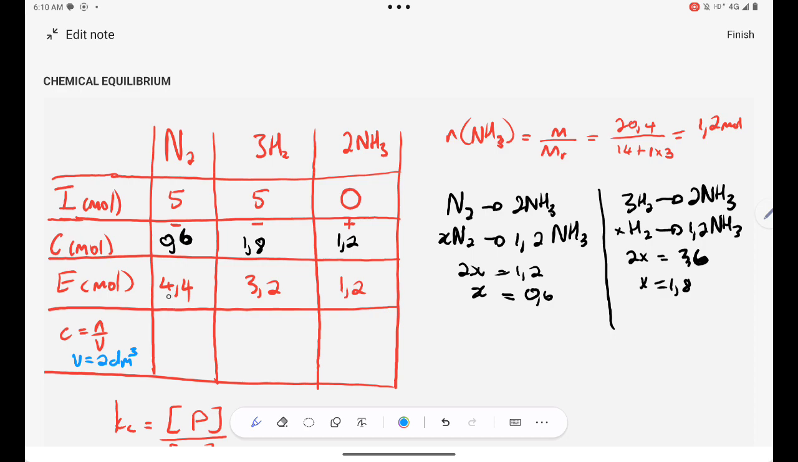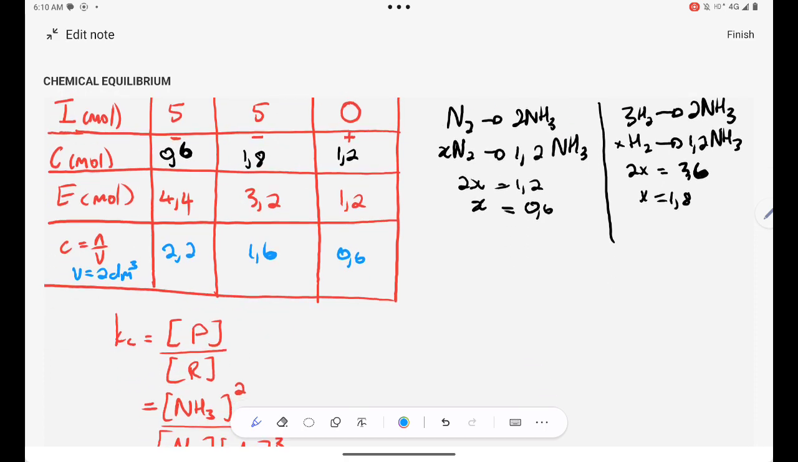So over here, I'll say 4.4 divided by 2. This will just give me 2.2 moles per cubic decimeter. And then 3.2 divided by 2 will just give me 1.6 moles per cubic decimeter. And then 1.2 divided by 2 will just give me 0.6 moles per cubic decimeter. But I'm not yet done, guys.